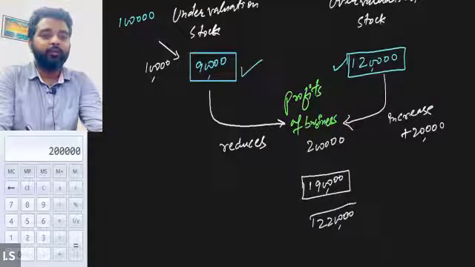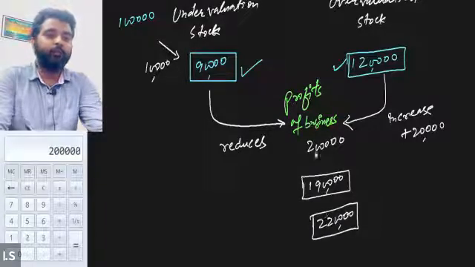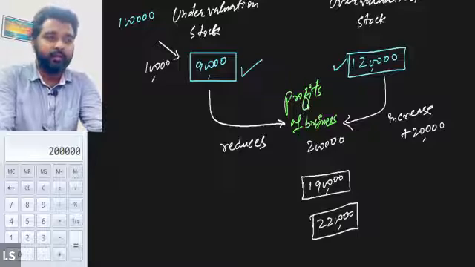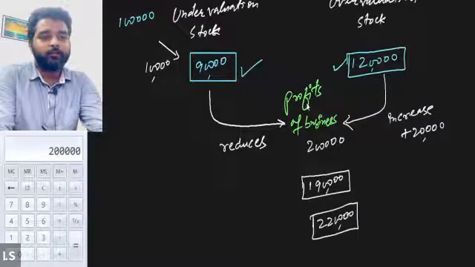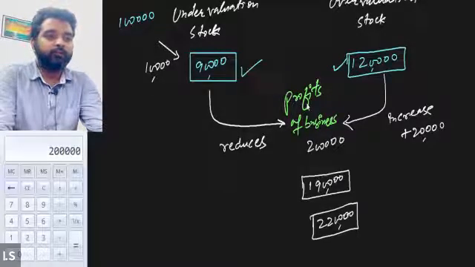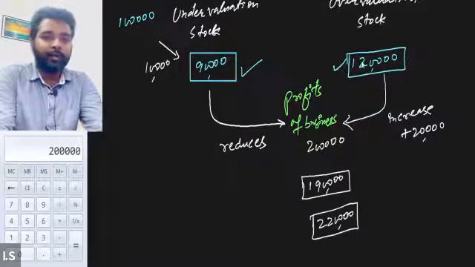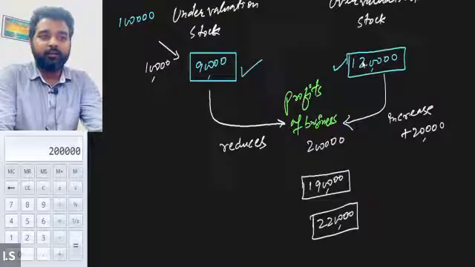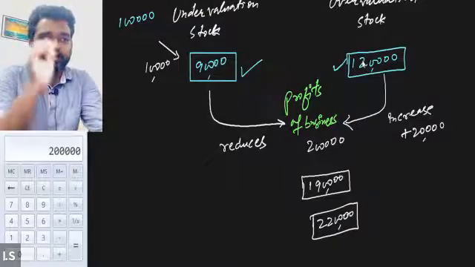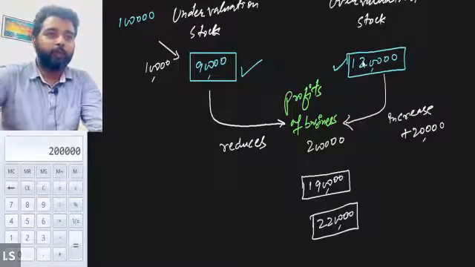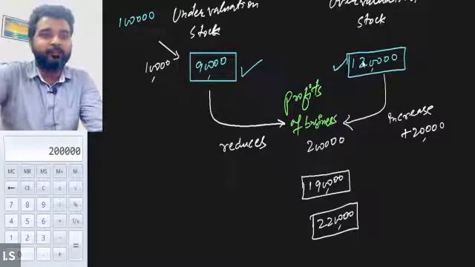Got it, everyone? Whenever there is under or overvaluation, profit of the business will get affected. Due to undervaluation, there will be reduction in the profit. Due to overvaluation, there will be increase in the profit. Both are not correct, right? Whenever there is a reduction or increase in the profit due to the over or undervaluation of the stock, both are considered as an error or a mistake.